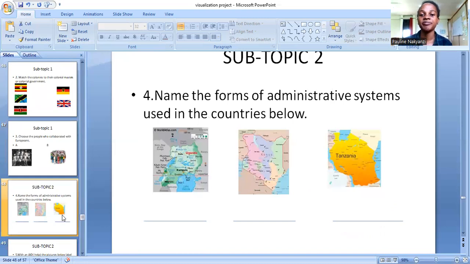Then here, I gave them to name the forms of administrative systems used in the countries below. So I used the maps so that they can identify which map is this, and then state the administrative system used in the country. And this is subtopic 2.